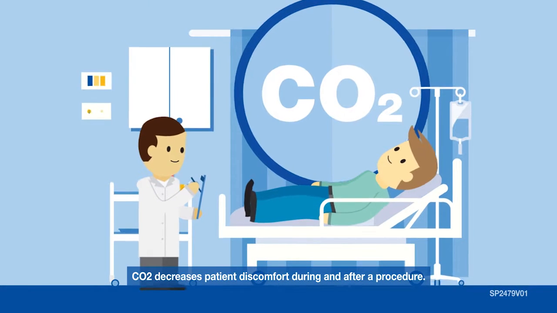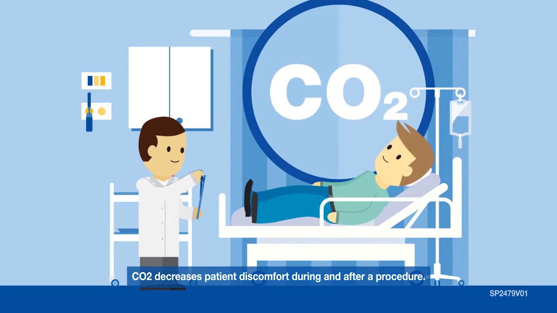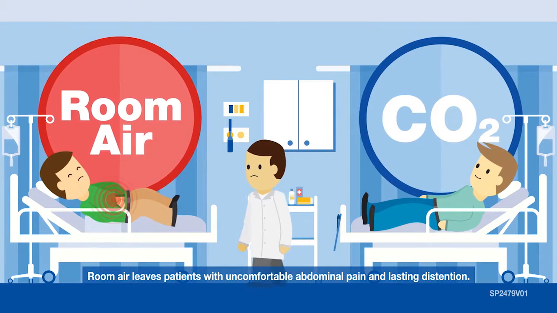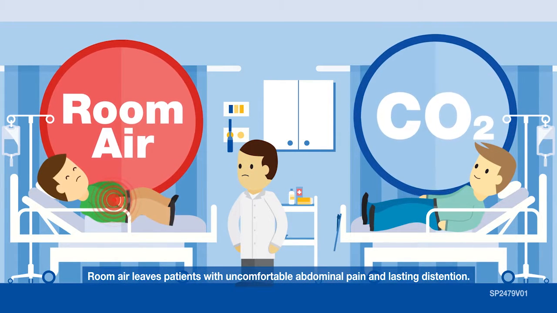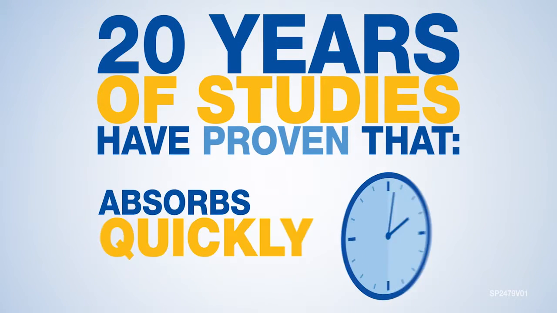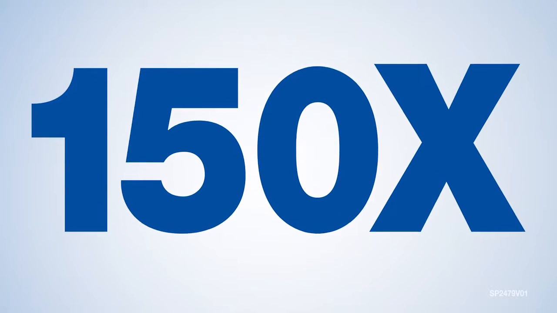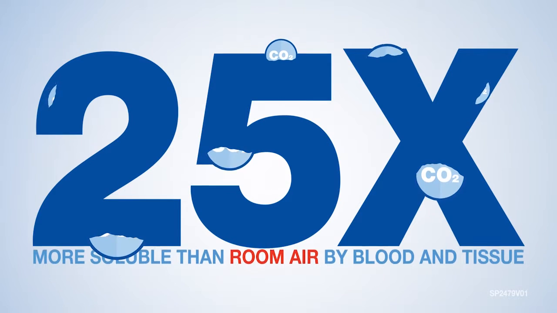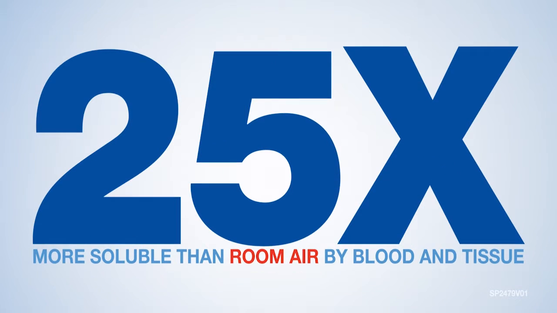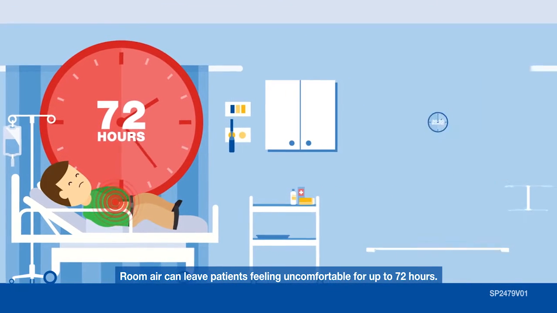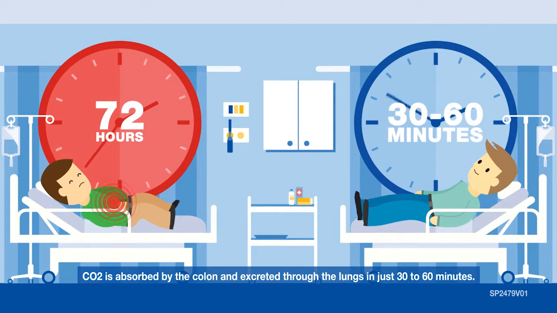Carbon dioxide, or CO2, decreases patient discomfort during and after a procedure. Conversely, room air as an insufflation gas leaves patients with uncomfortable abdominal pain and lasting distension. 20 years of studies have proven that CO2 absorbs quickly into the body, 150 times more quickly than nitrogen in standard room air, and is 25 times more soluble than room air by blood and tissue. Room air can leave patients feeling uncomfortable for up to 72 hours, while CO2 is absorbed by the colon and excreted through the lungs in just 30 to 60 minutes after a procedure.